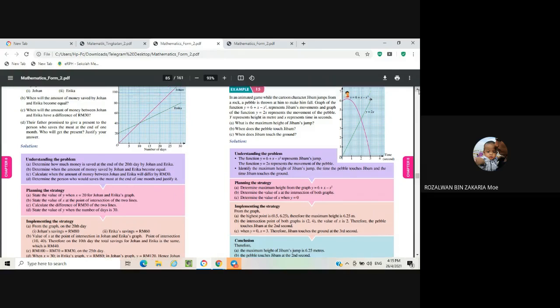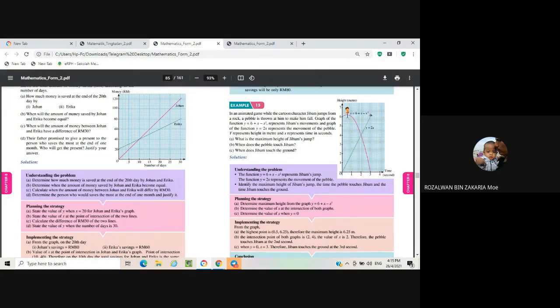So you have to look at the graph. What is the point here for the maximum graph? Actually, the graph for the Jiban jump is a quadratic graph because the highest x is power of 2. Class, can you look in your textbook? I think you can see more clearly, this one. Can you see in your textbook this graph, example 15?